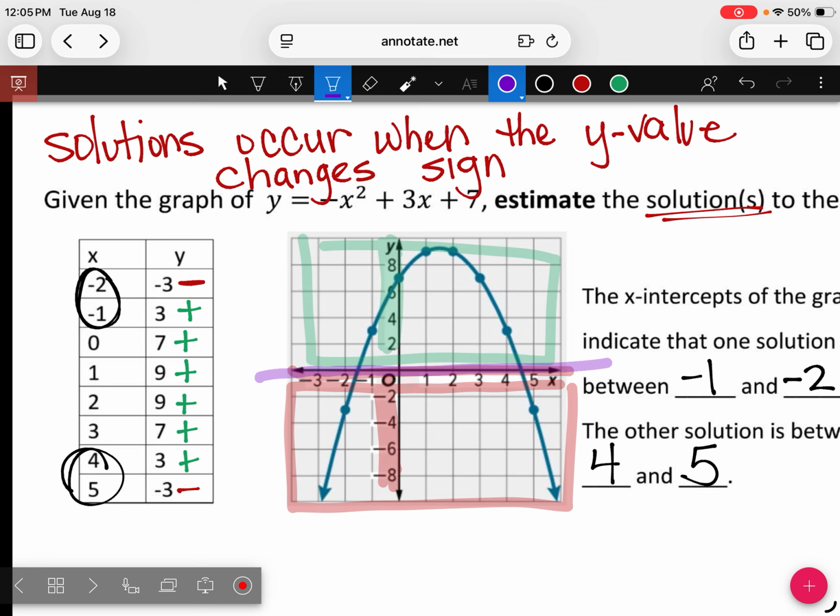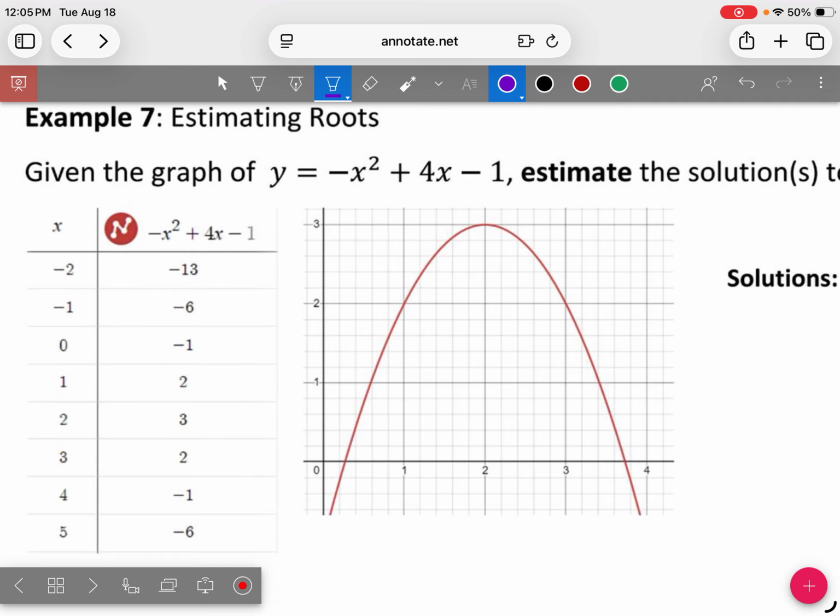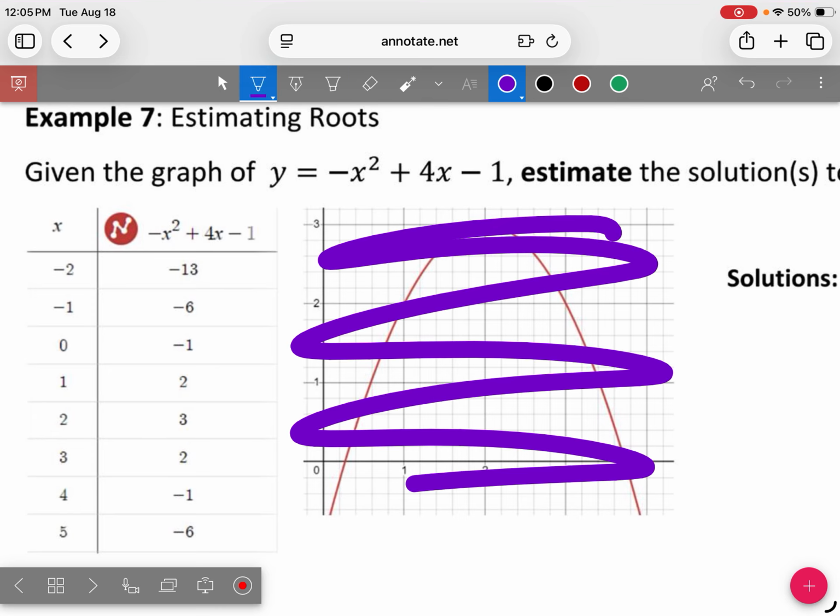So let's look at the next table. Don't look at the graph because you won't have the graph. I only want you to look at the table. Only looking at the table.